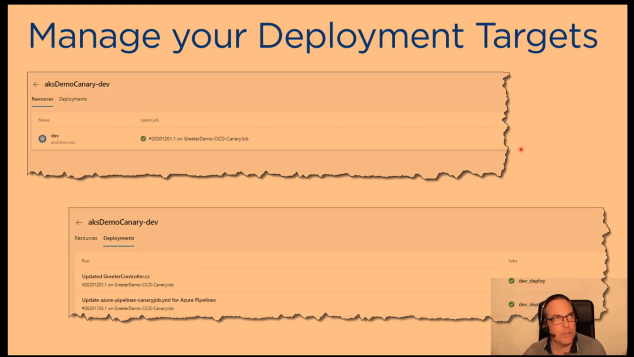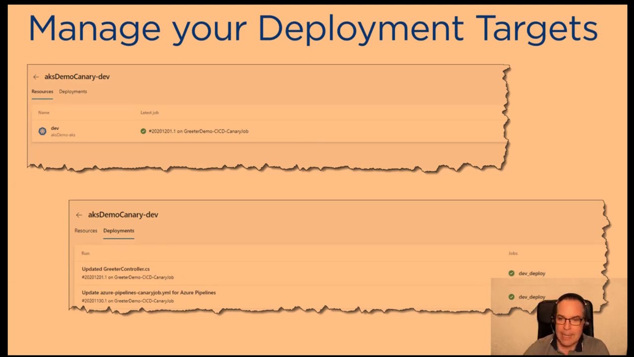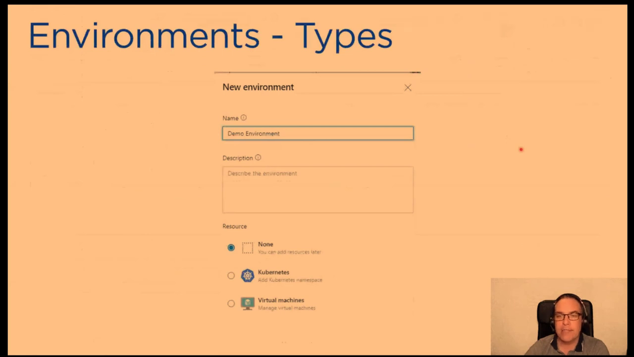So you can see what was deployed to. You can actually get details of the deployments based on that environment. And this is only supported for 2 types of environments currently. So there is this generic none. You basically can't do special things. Then they have an implementation for Kubernetes and virtual machines.